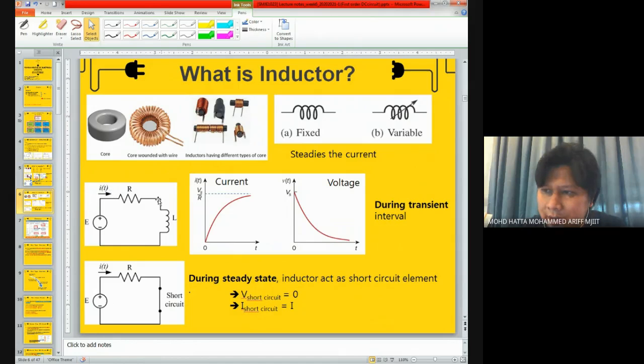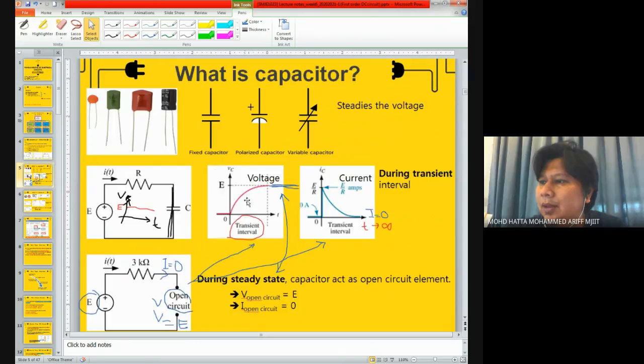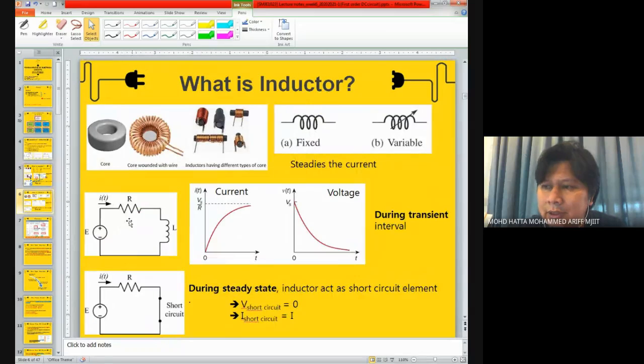And if you have a circuit that looks like this, the current and the voltage will behave like this during the transient interval. If you look at earlier, the voltage tries to build up from 0 to its maximum value. However, in circuits involving an inductor, the current will try to build up from 0 up until its maximum value. And its maximum value is given by V over R, the maximum current flowing through here. And the voltage drops from its maximum value, E over here, Vs or E, until V equals 0.